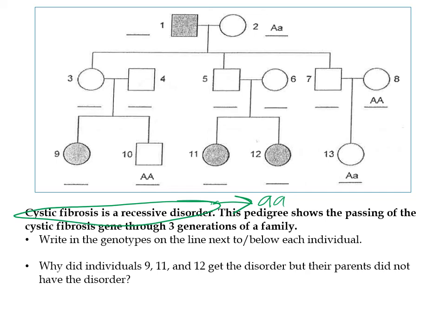So let's try to figure that out. We'll start right there. Anyone I see affected, I now know they need to be little a. So I'm going to try to fill this in because the first question says write in the genotypes on the line next to or below each individual.